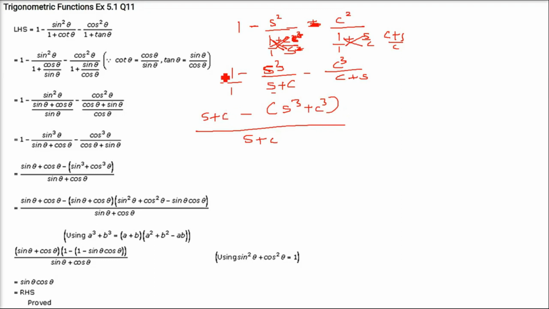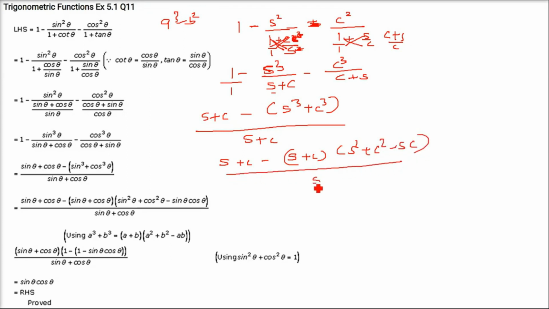Now for sine cube plus cos cube, we know that a cube plus b cube is (a plus b)(a square plus b square minus ab). So what do you get? Sine plus cos, and then sine square plus cos square minus sine cos. And you have sine plus cos already here. Sine plus cos is common in these terms, so you can take sine plus cos common, and here it will be 1, and this will be sine square plus cos square.